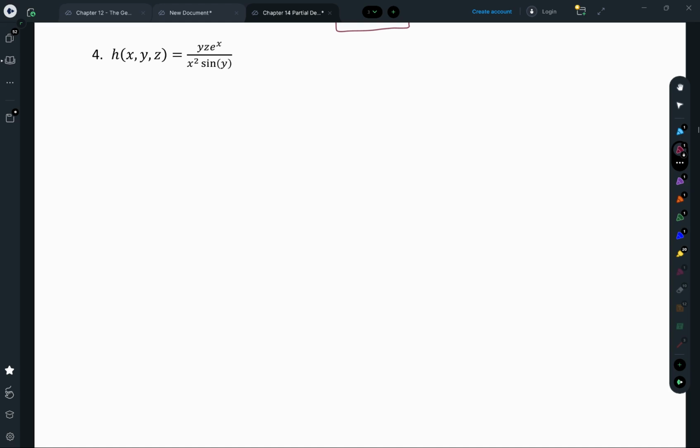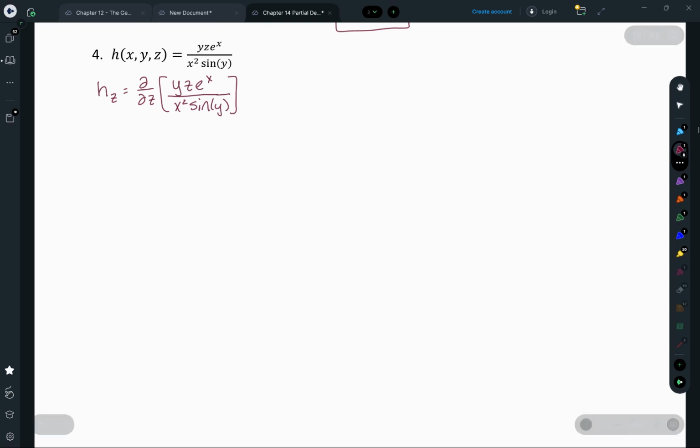I'm going to start with h sub z first because it is the most simple. And I'm going to show you a little trick to help you focus your eyes. So if I want to find h sub z, I am taking del z on this entire fraction, yz e to the x over x squared sine of y. The thing to ask yourself is how much of this function has to do with z? Everything is multiplied, and there's one z hanging out there in the numerator. The rest of this is just coefficients.